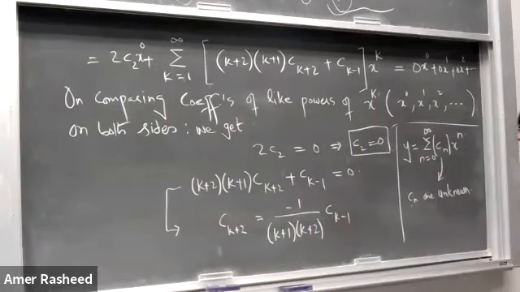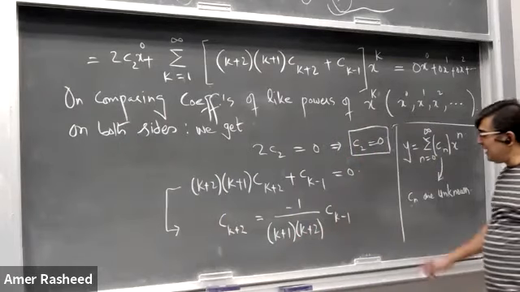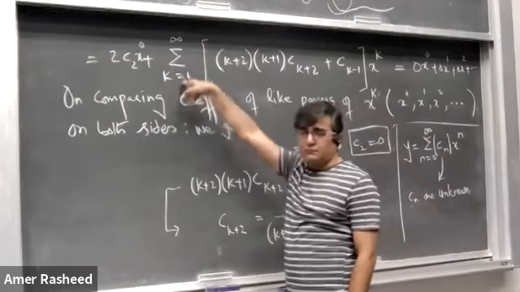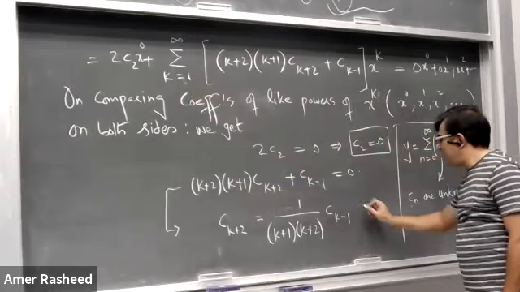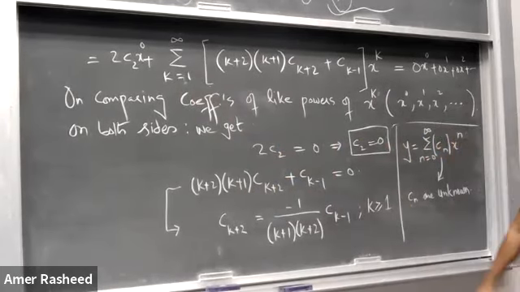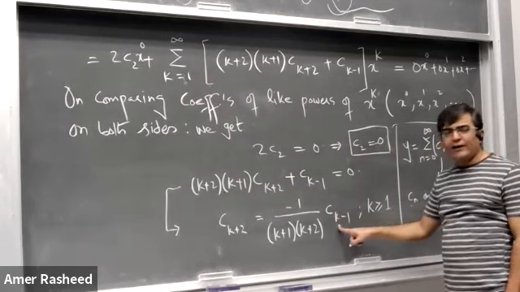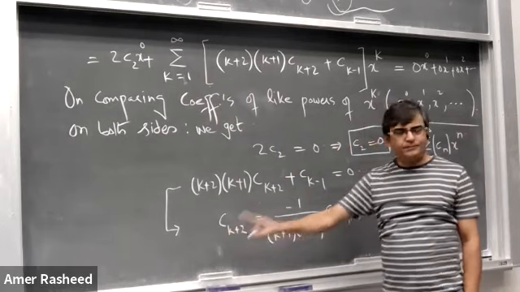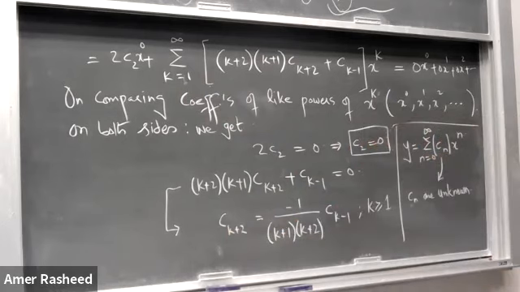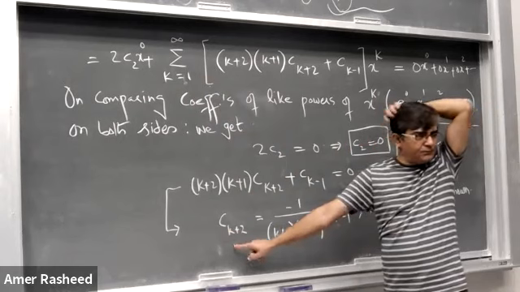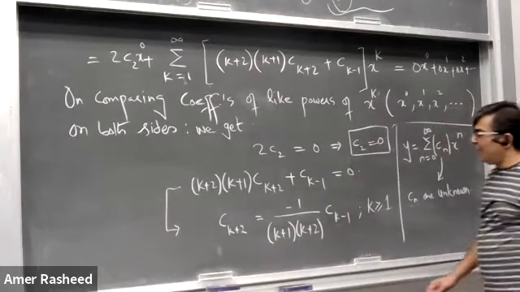Okay, sorry, k should start from 1. So the value of k should be k is greater than or equal to 1. When k is 1, we get C0 here, and here we have C3.